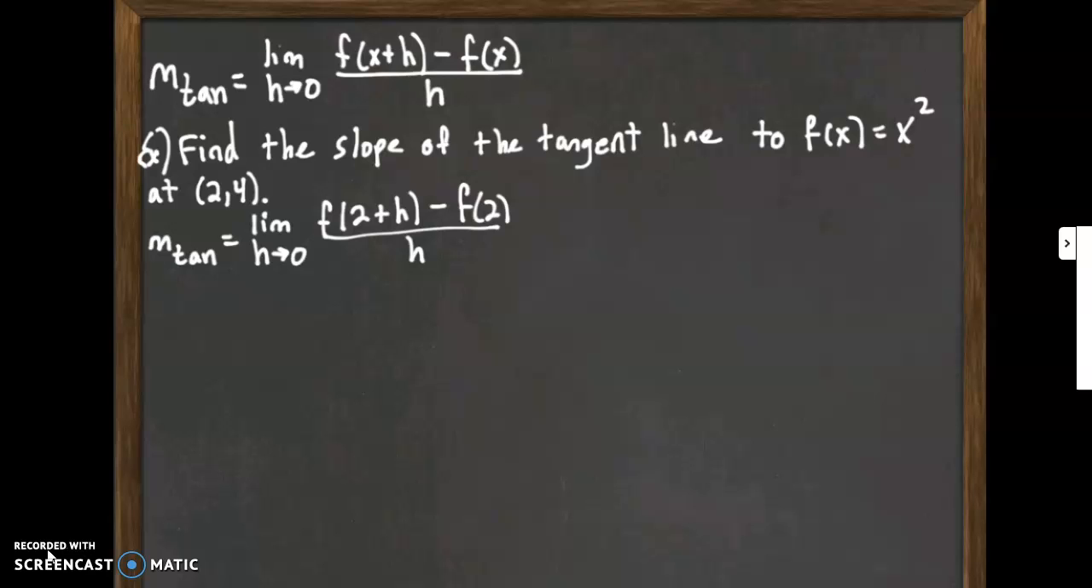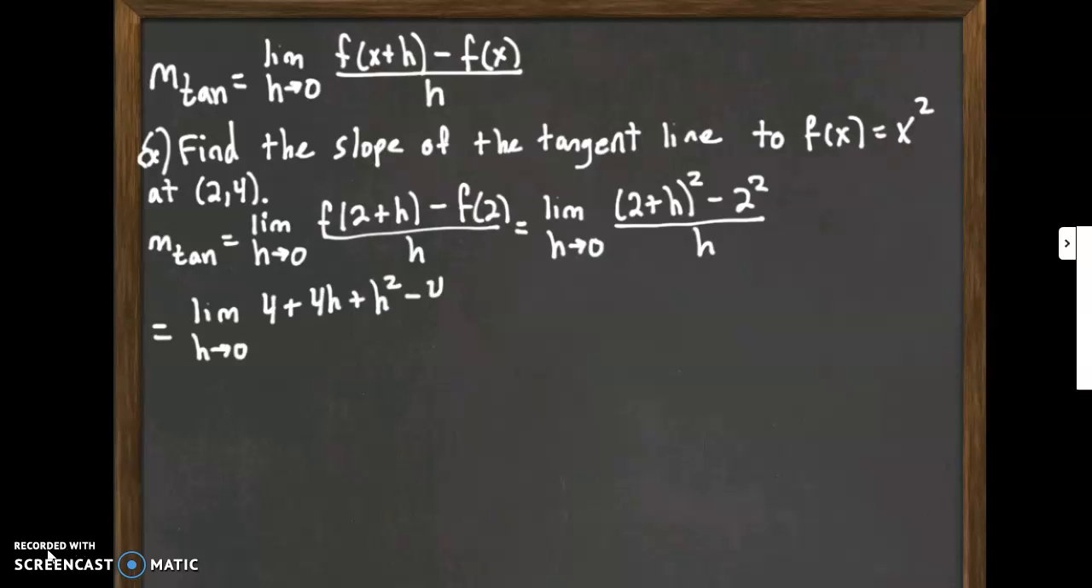So we go ahead and evaluate. What is f of 2 plus h? Well, remember from our difference quotients that we're going to take 2 plus h and plug it into the x squared function. So we'll have the limit as h goes to 0 of 2 plus h, that quantity squared, minus f of 2, which is just 2 squared. And then we simplify the algebra. So 2 plus h squared is 2 plus h times 2 plus h. If you multiply that out, we get the limit as h goes to 0 of 4 plus 4h plus h squared minus 4, all over h.